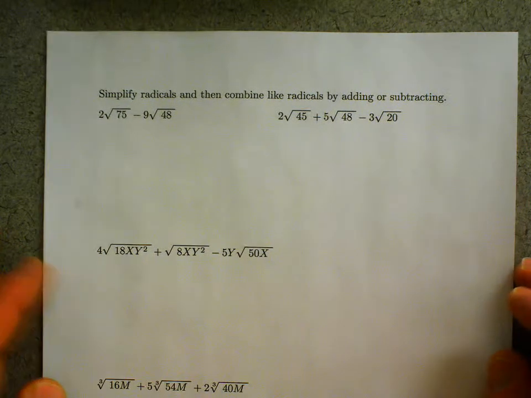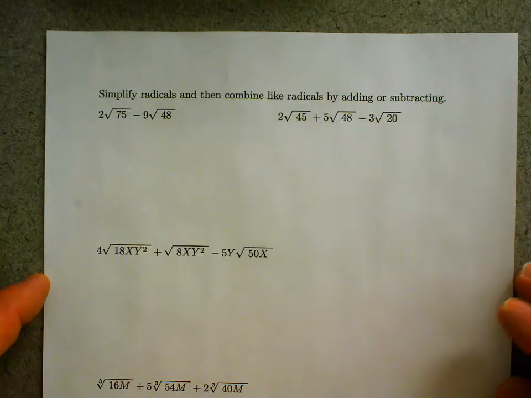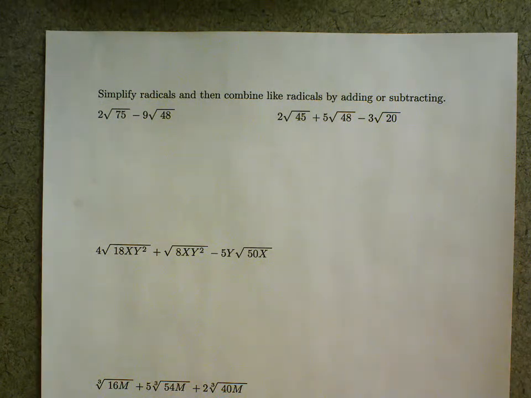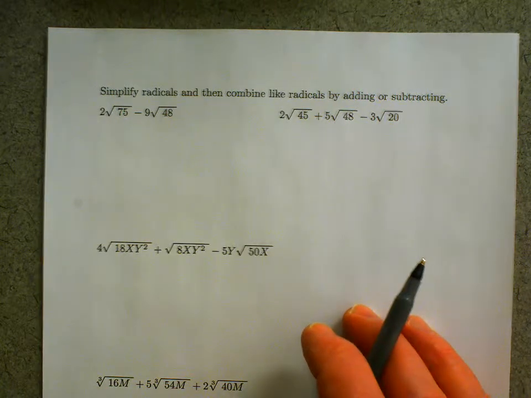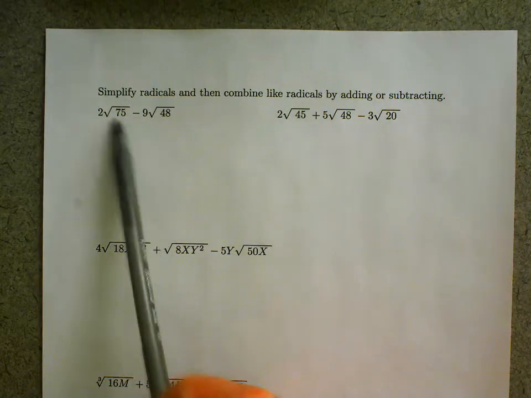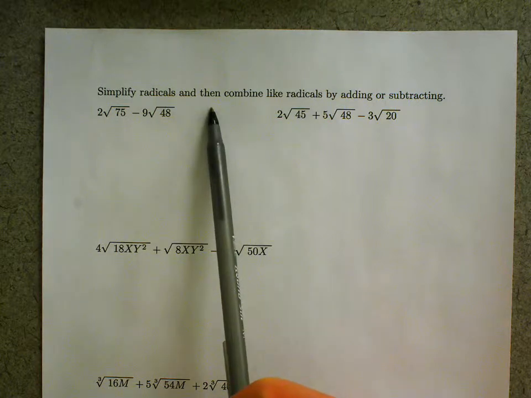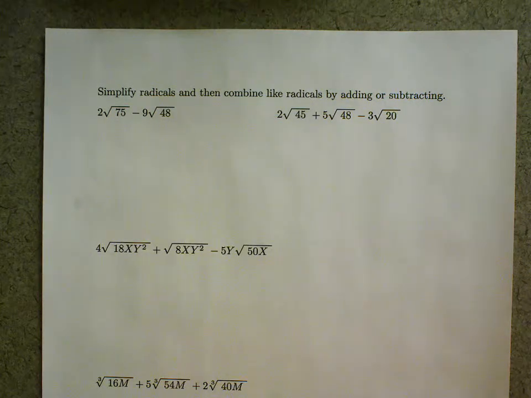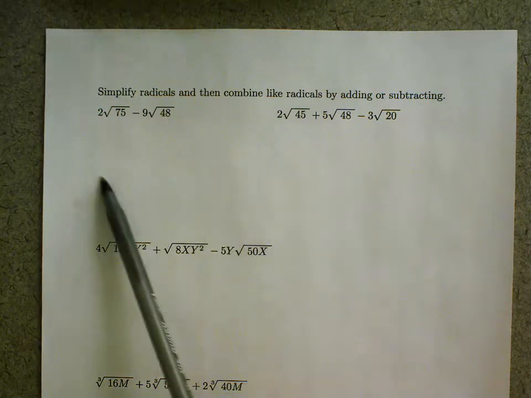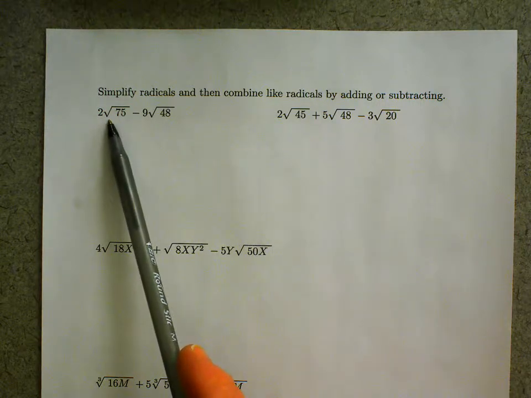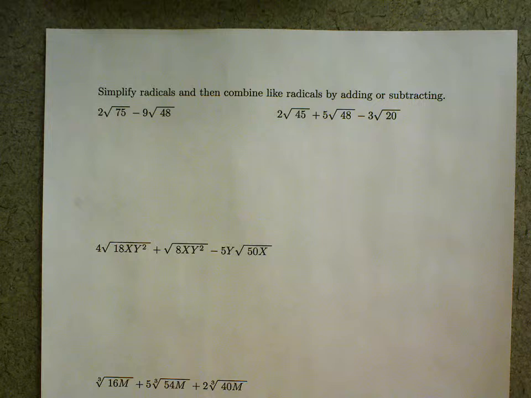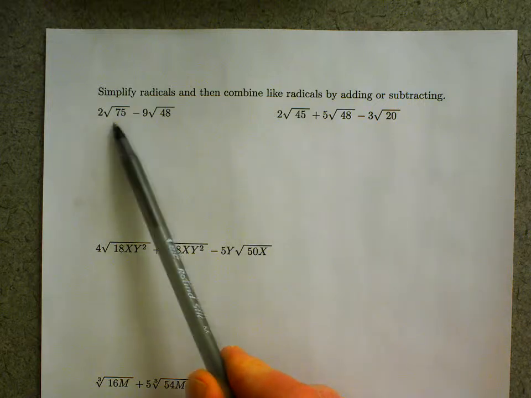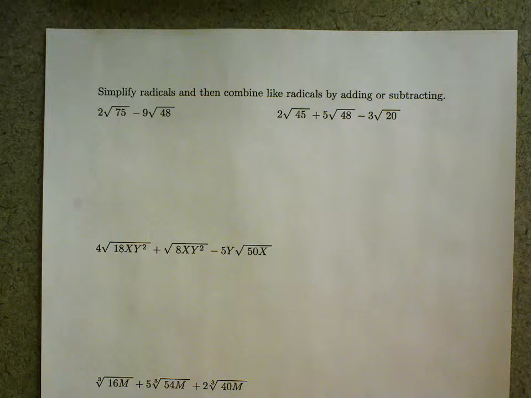In the previous examples, all of the radicals were as simplified as they could be, but we won't always have radicals that are already simplified. So here it says simplify the radicals and then combine like radicals by adding or subtracting. Okay, in our first example, 2 times the square root of 75 minus 9 times the square root of 48. Both of those square roots can be simplified further, so we have to do that first.